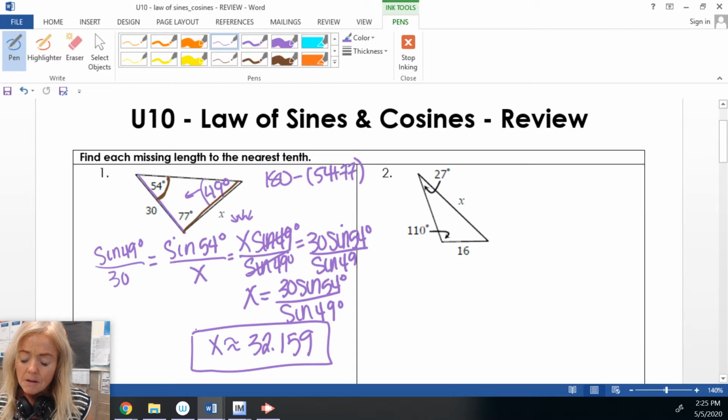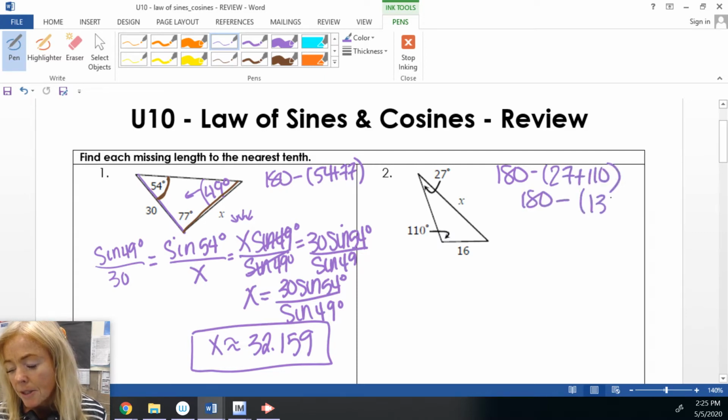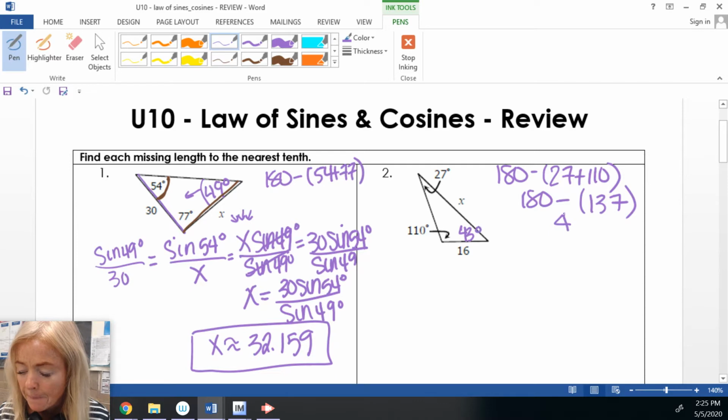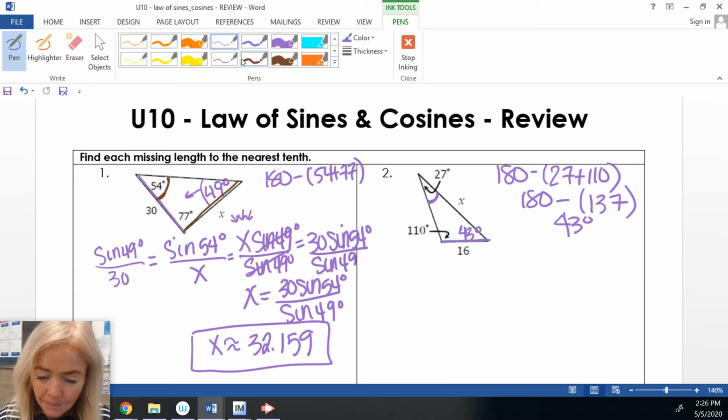All right, next one. We could probably use the law of sines again because we have two of the three angles, which is awesome. So we can take 180 and subtract 27 plus 110. So 180 minus 137 is going to be 43. So this angle is 43 degrees. And that gives us our third angle. And that also allows us, we have this side, which is opposite this angle. And then we have this side and angle that are opposite each other, which is nice. So that means we can use law of sines.